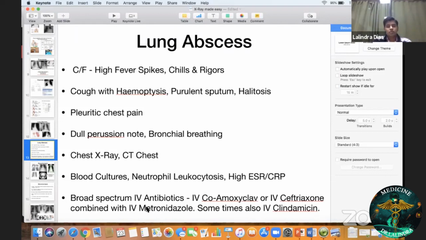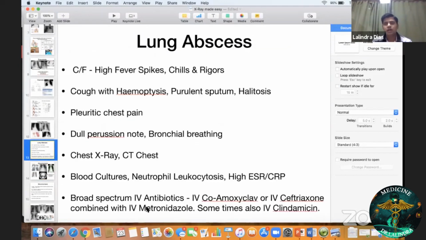So here you can give IV co-amoxiclav or IV ceftriaxone combined with IV metronidazole. Sometimes you can also give IV clindamycin, but the best IV antibiotic combination would be either IV co-amoxiclav or IV ceftriaxone combined with Flagyl. That is metronidazole. Flagyl is metronidazole.